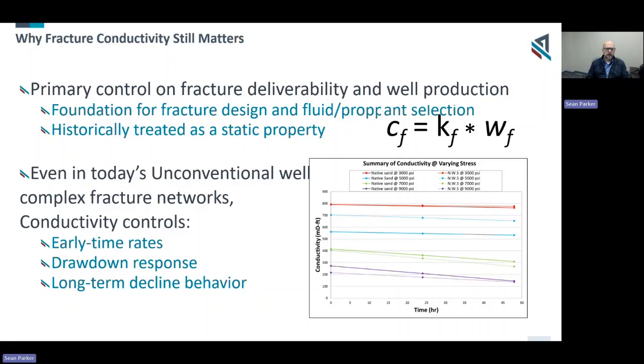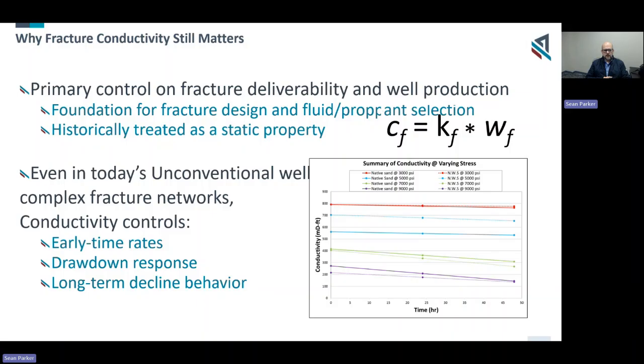As many of you know, we can't negate fracture conductivity. I know it's been a topic of discussion since the 1960s and even before, but it is the ultimate go-to as to what we're going to get in terms of deliverables from the well. It's our foundation for fluid selection, proppant.